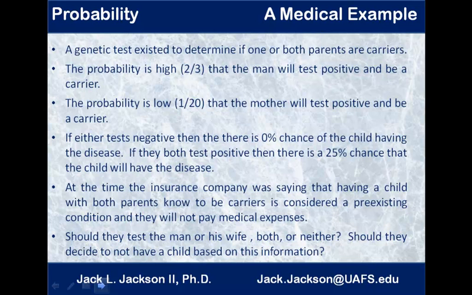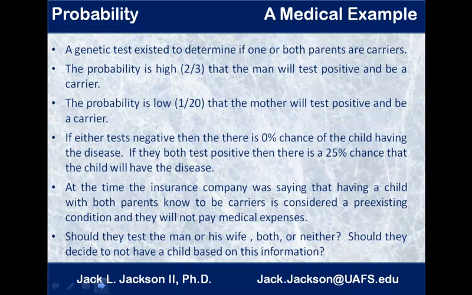So the probability is high, 2/3, that the man will test positive and be a carrier if they take the test. Probability is low, 1/20, that the mother will test positive and be a carrier. If either one tests negative, then of course that means that neither one is a carrier, and there's a 0% chance of the child having the disease. However, if they both test positive, then there's a 25% chance that the child will have the disease.